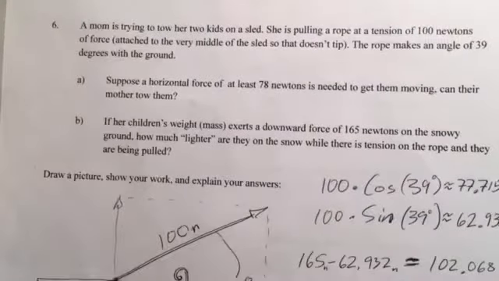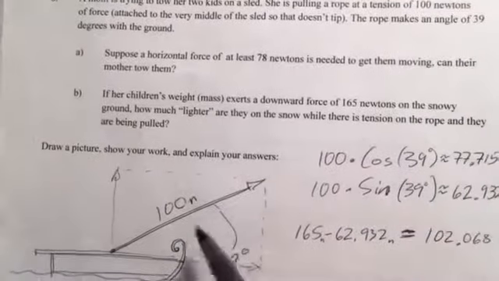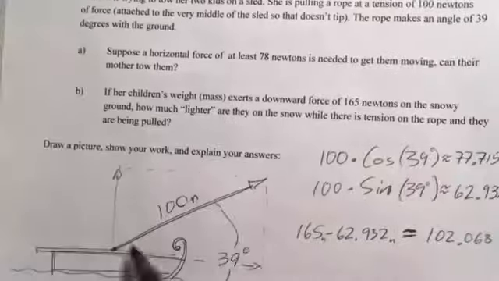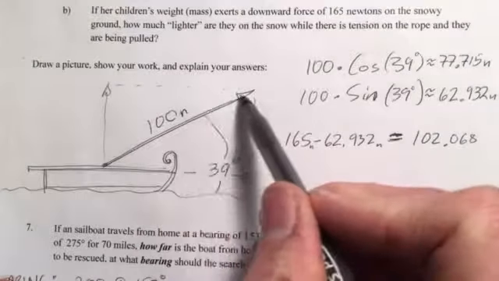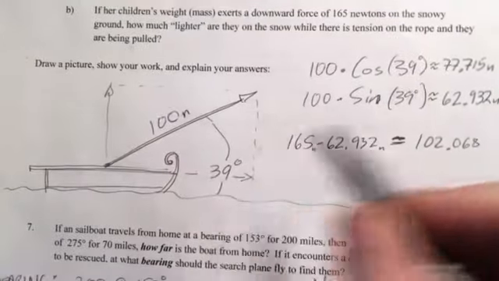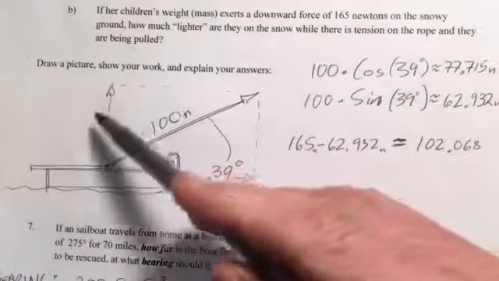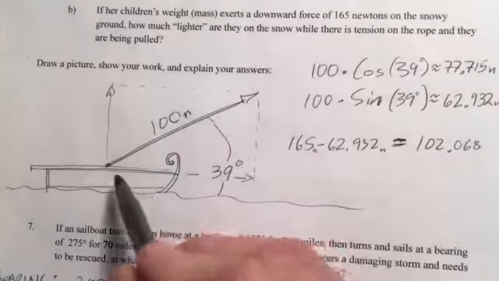We've got two kids in a sled being towed by their mom. She's pulling on that rope. Here's my sled. Pulling on that rope with a strength of 100 newtons at 39 degrees. Again, this is just a word problem. Draw a picture so you can make sense of it. Don't make it harder than it is.